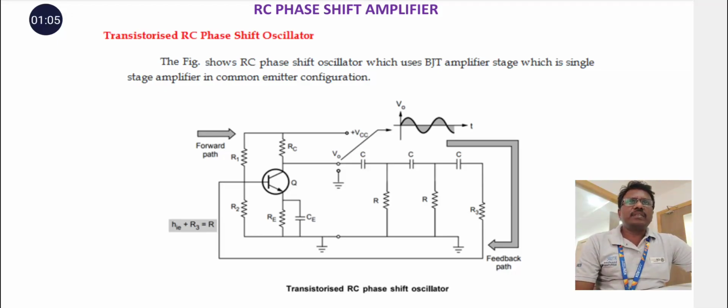An RC phase shift oscillator is an electronic circuit that generates a sinusoidal waveform using a transistor amplifier and an RC feedback network.